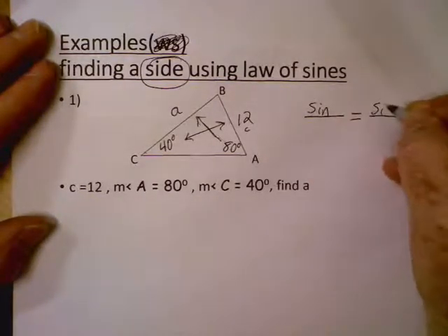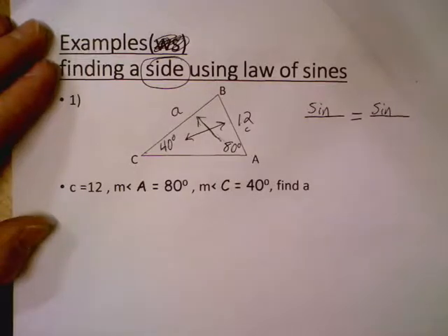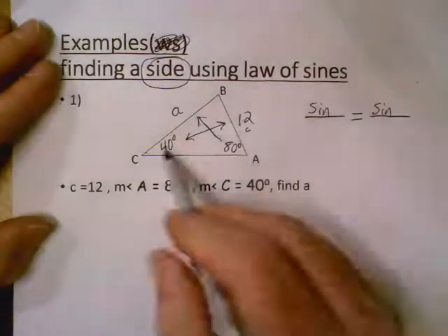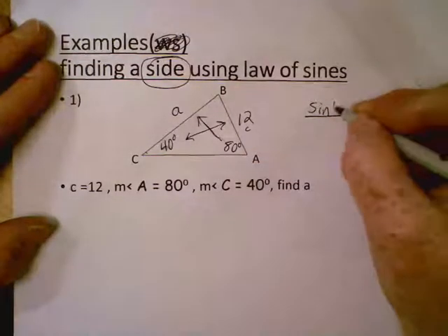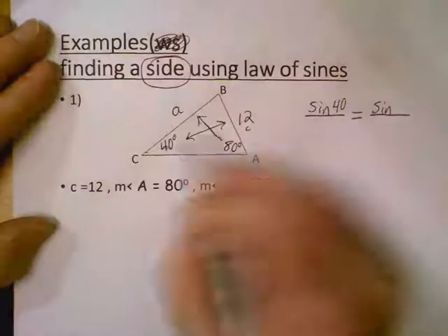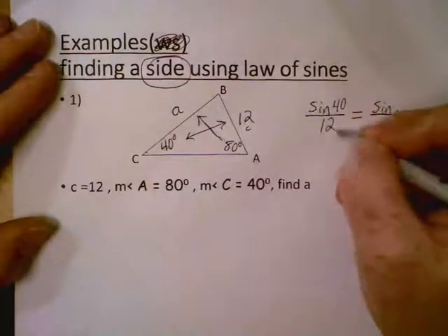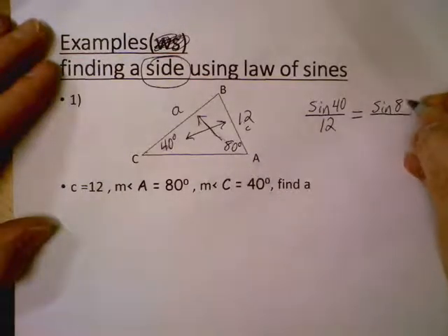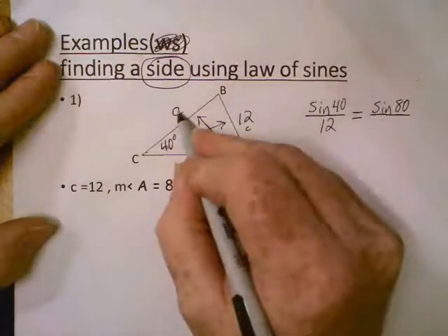It's always going to be sine on top of both parts. And we pick our angle. I usually pick the ones that I know the angle and the side that match up first. So sine of our angle, which is 40, and that goes over top of 12. Then on the other one, sine of 80, and that goes over top of A.